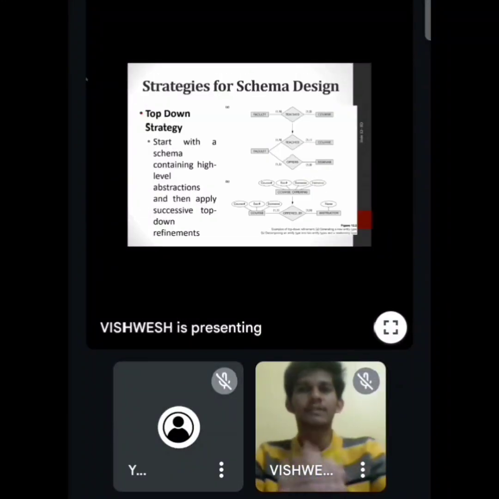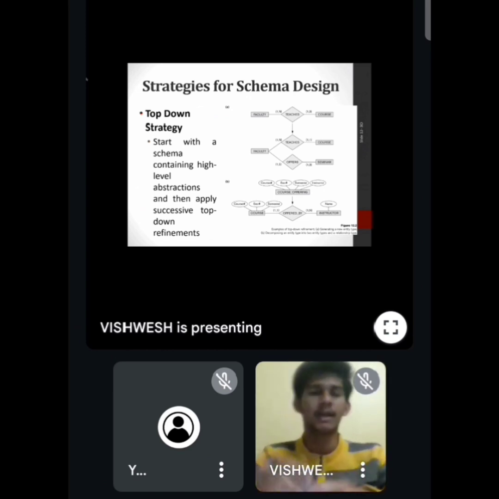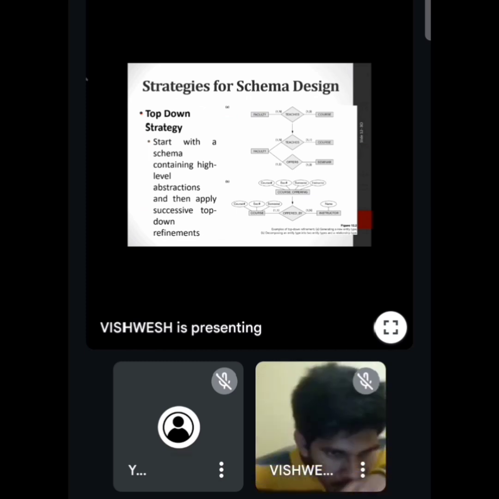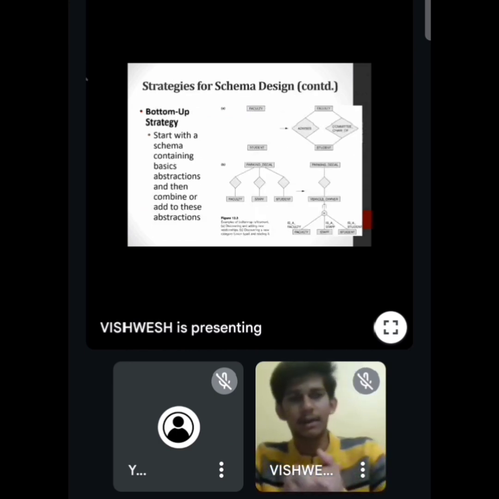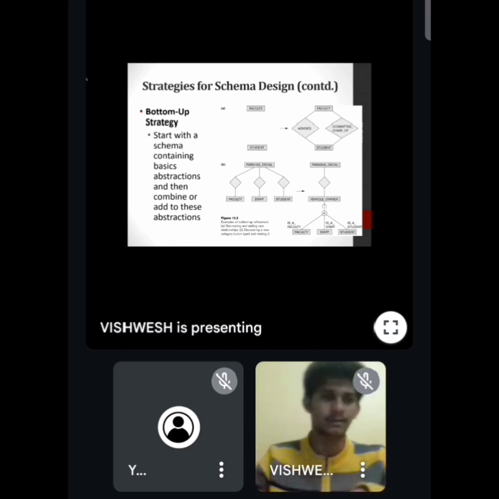Strategies for schema design. Now, the first one is the top-down strategy. It starts with a schema containing high-level abstractions and then applies successive top-down refinements. The second one is the bottom-up strategy. Start with a schema containing basic abstractions and then combine or add to other abstractions.